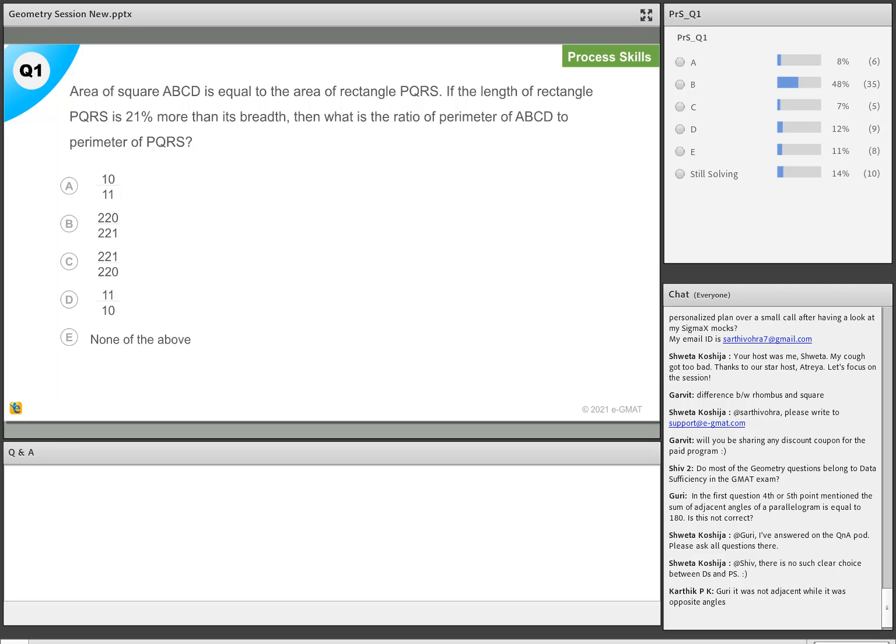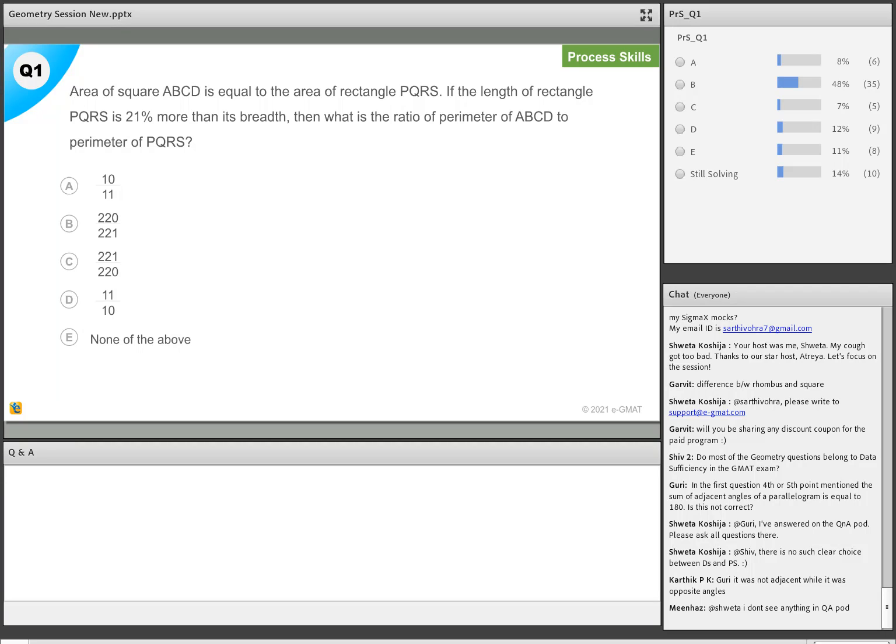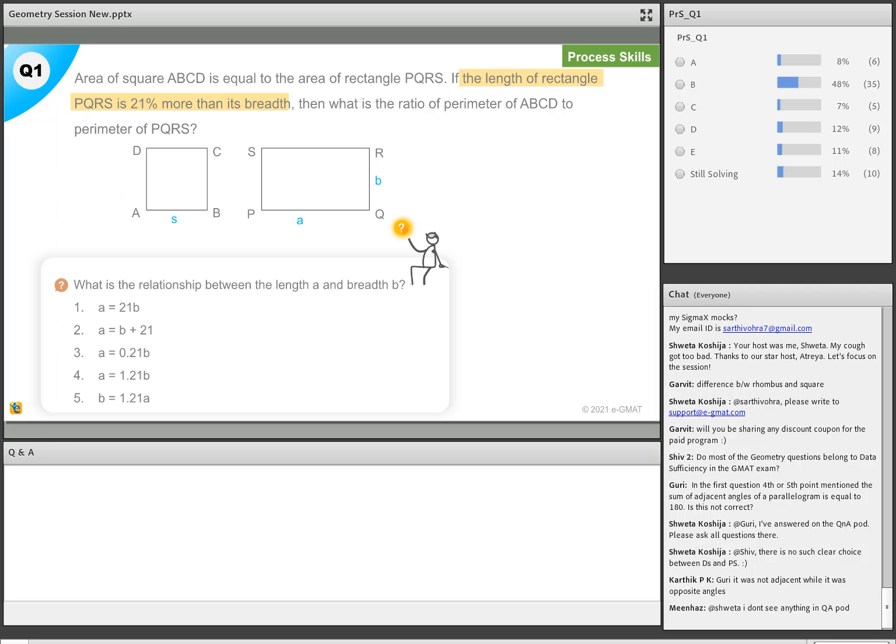Now, what is the question asking me over here? The area of ABCD is equal to the area of rectangle PQRS. So there are two figures, ABCD and PQRS. One's a square, one's a rectangle, and the areas of both these figures are equal. And it's given that if the length of the rectangle, that's PQRS, is 21% more than its breadth, then what is the ratio of perimeter of ABCD to PQRS?